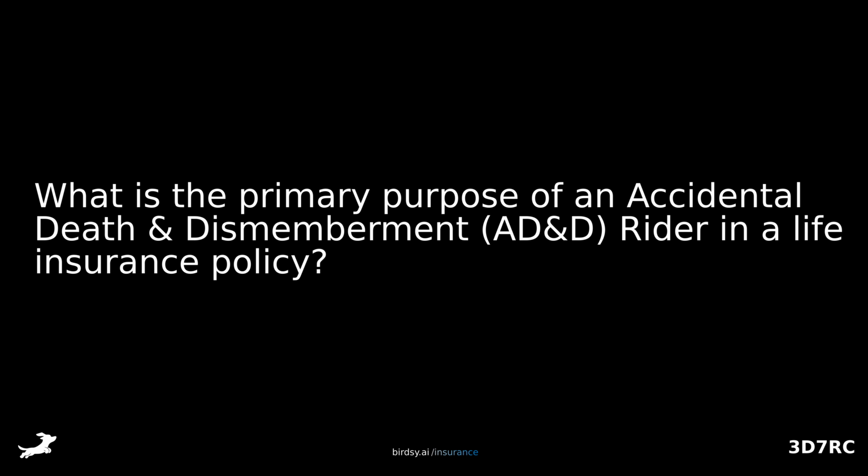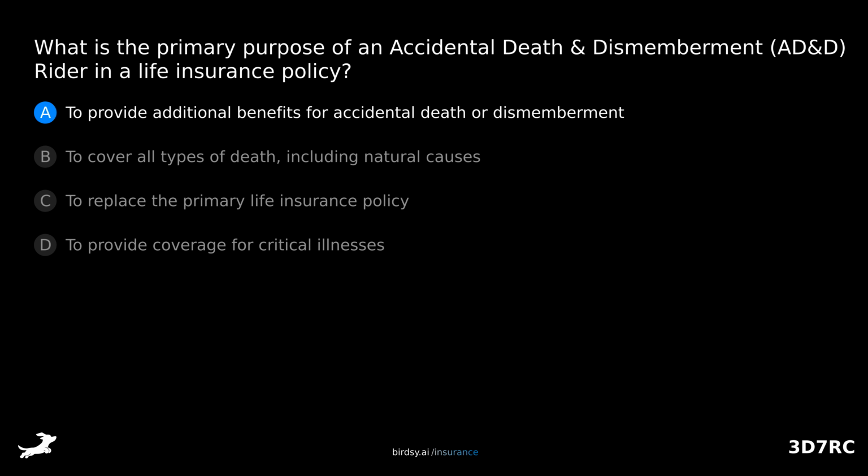Accidental death and dismemberment, AD&D rider. What is the primary purpose of an accidental death and dismemberment, AD&D rider in a life insurance policy? Is it A, to provide additional benefits for accidental death or dismemberment? B, to cover all types of death, including natural causes? C, to replace the primary life insurance policy? Or D, to provide coverage for critical illnesses?